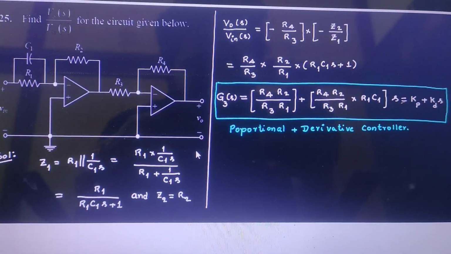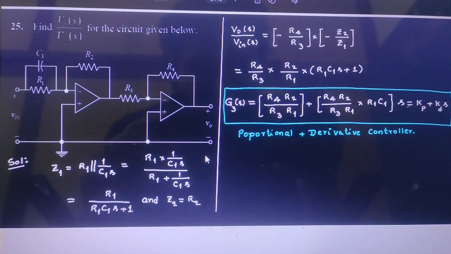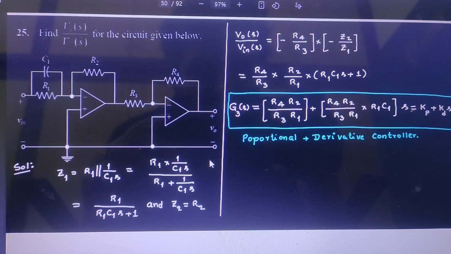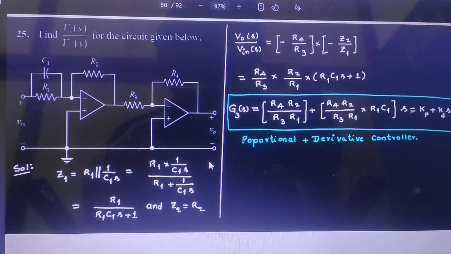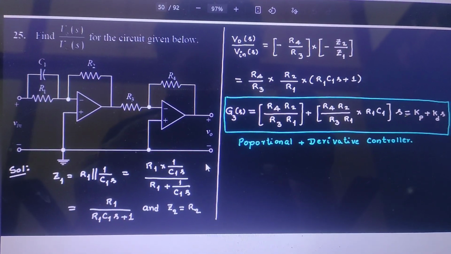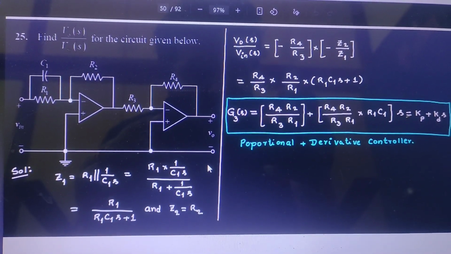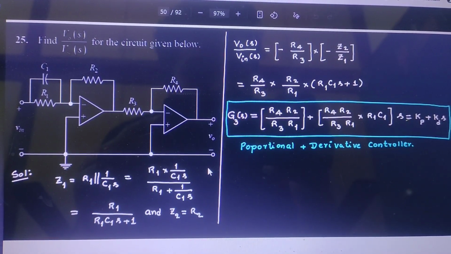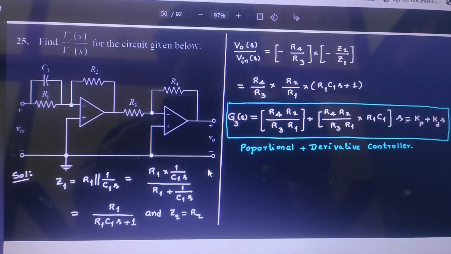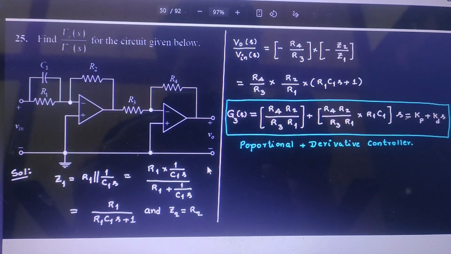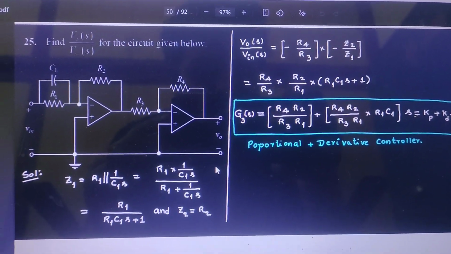Overall you will get the product of the feedback resistances divided by the product of the input resistances, same as the proportional controller, plus R4 R2 by R3 R1 into R1 C1 into s. This is the same as a proportional plus derivative controller.